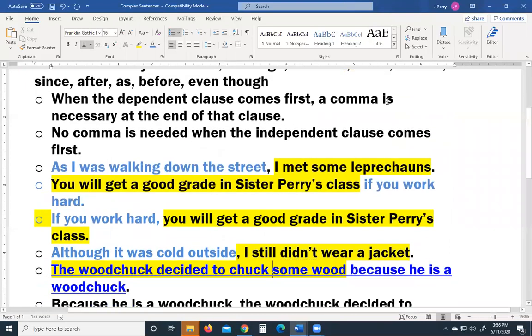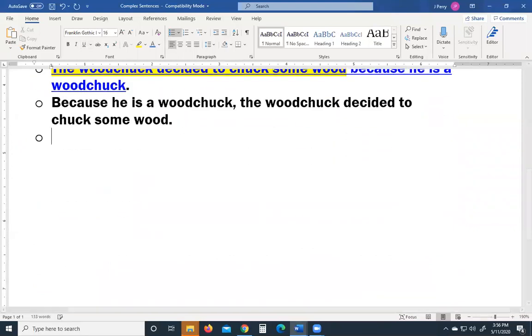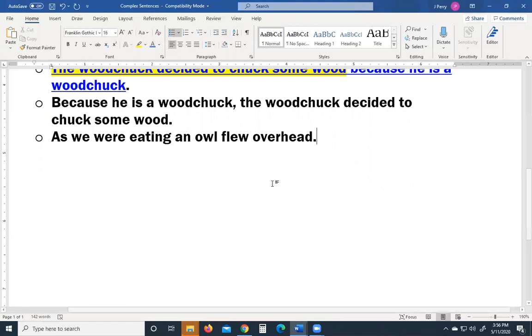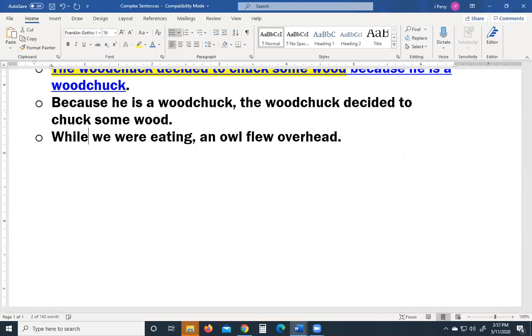And I probably should show you why it's so important. If you don't put that comma there, it means that you're going to read this sentence in one breath, okay? As we were eating, an owl flew overhead. Are you eating an owl? No. As we were eating, or while we were eating, might be a better one. An owl flew overhead.